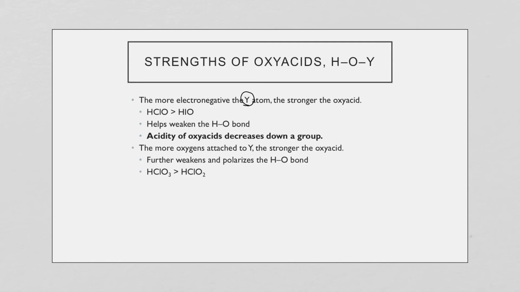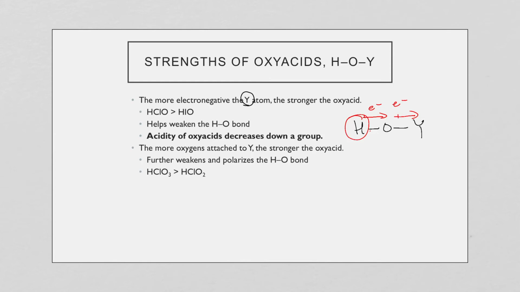Well, if we think about it, here's our H-O-Y bond, right? If Y is more electronegative, then we are going to pull electrons away from the oxygen. If you start pulling electrons away from the oxygen, what does the oxygen do? Well, it's going to pull electrons away from the hydrogen. And you get a hydrogen that has had lots of electrons pulled away. And what is it going to do? That's going to make this bond more polarized.